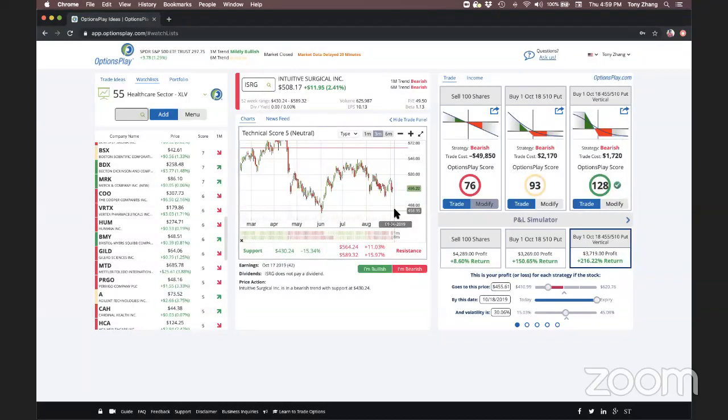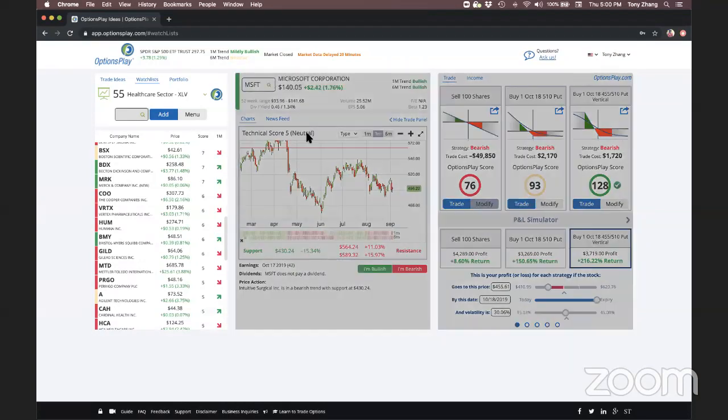maybe to this 455 level or so, which, if you look at these trades, actually sets you up pretty nicely on a put spread where you're buying the 510 put and selling the 455 exactly. So this is where I'd be looking for a potential bearish trade on Intuitive Surgical. Ed's asking for Microsoft.